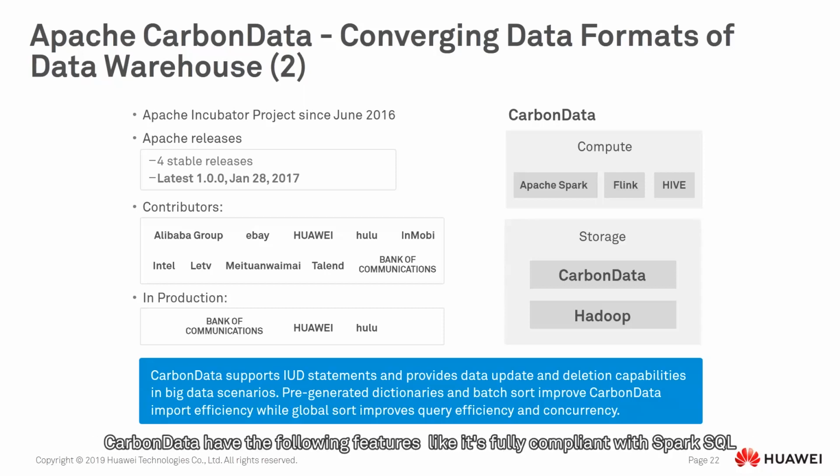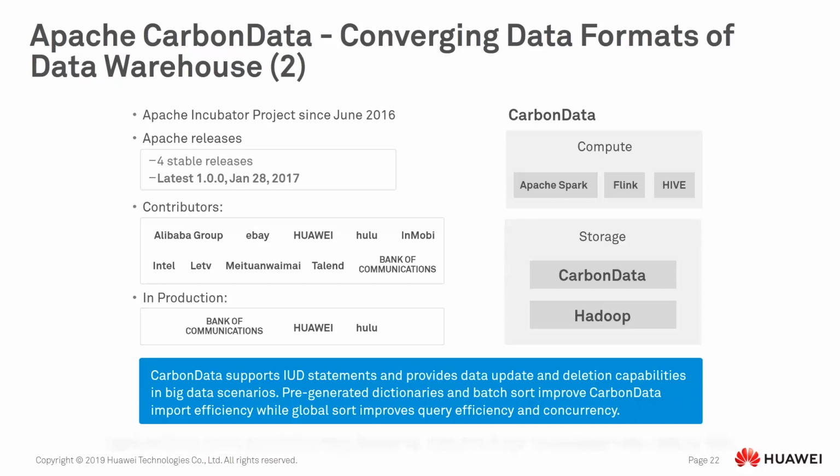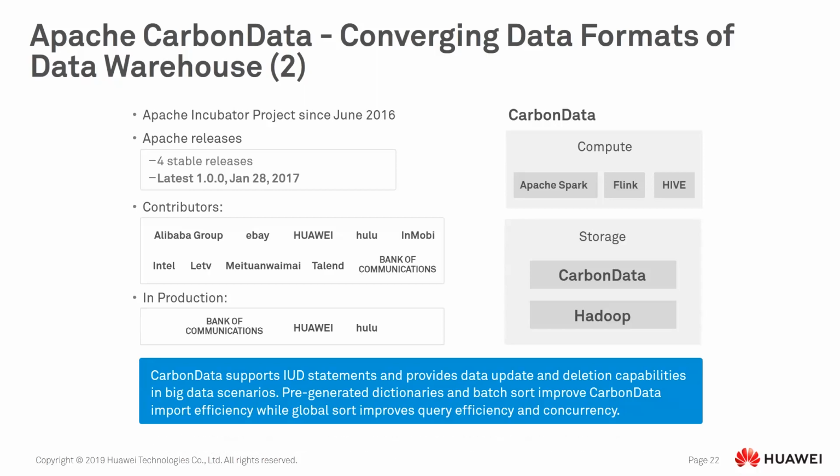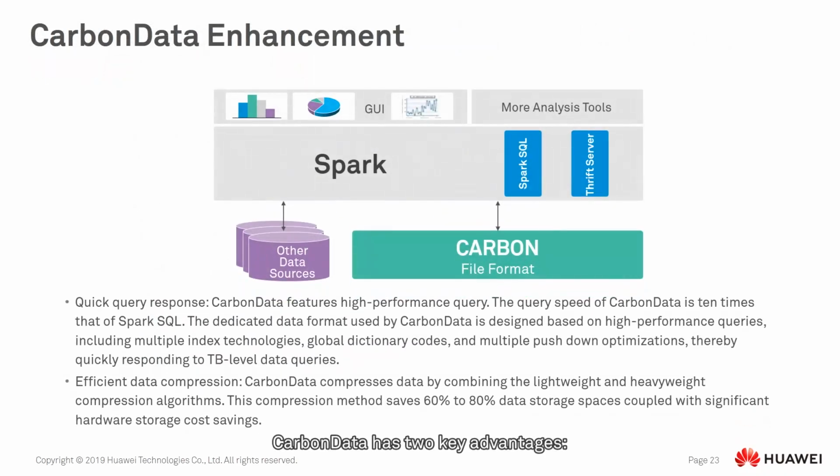CarbonData has the following features: it's fully compliant with Spark SQL and supports all SQL queries, which can run directly on Spark SQL. It supports insert, update, and delete operations. CarbonData has two key advantages: quick query response and efficient data compression.